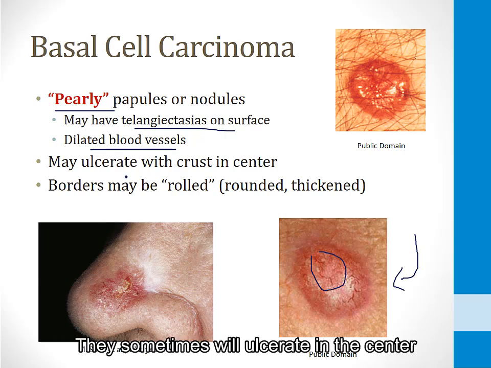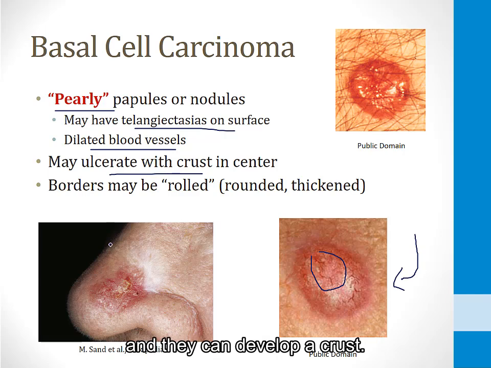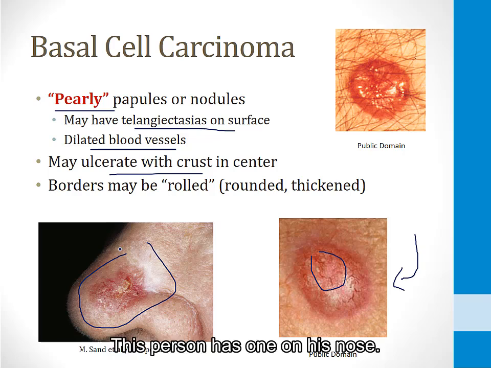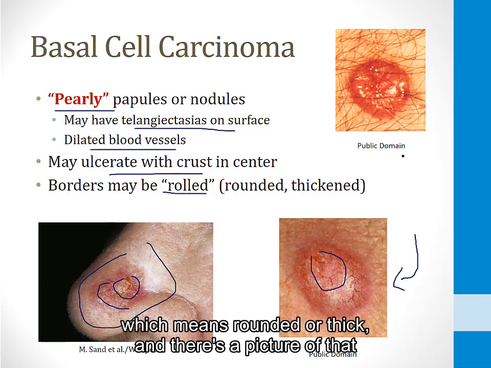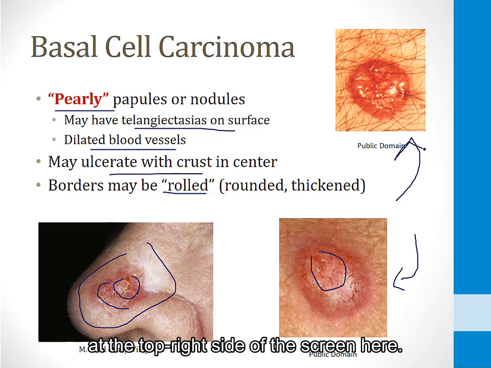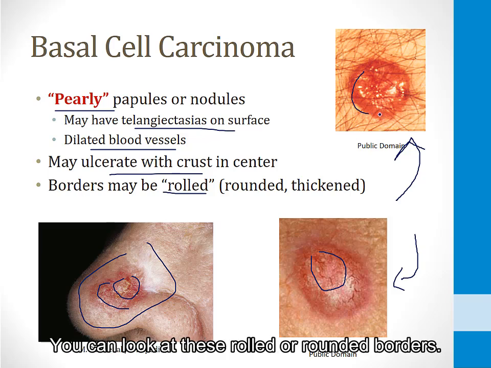They sometimes will ulcerate in the center and they can develop a crust. This person has one on his nose. You can once again see that it's pearly out here, but it's got a little bit of crust there. And sometimes the borders can be rolled, which means rounded or thickened. There's a picture of that at the top right side of the screen here. You can look at these rolled or rounded borders.